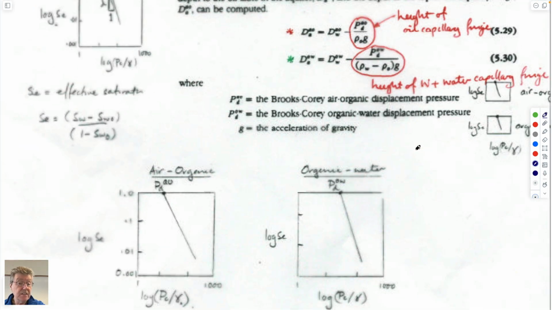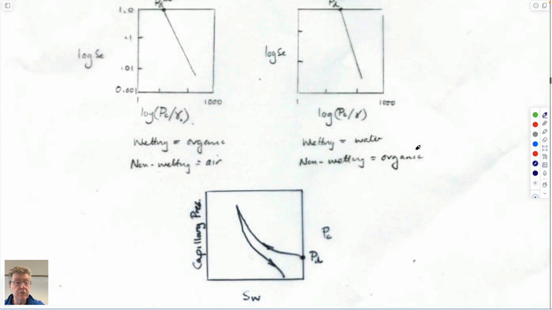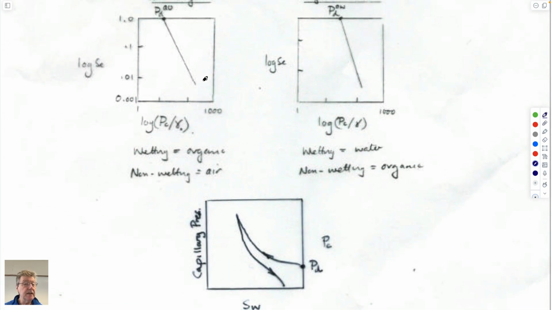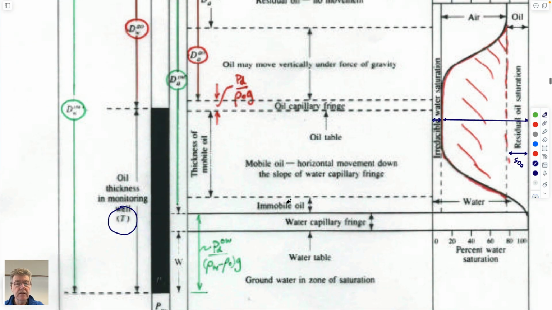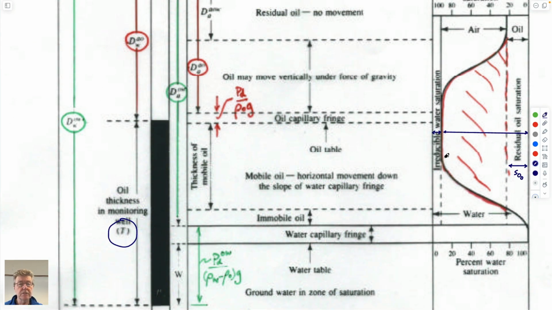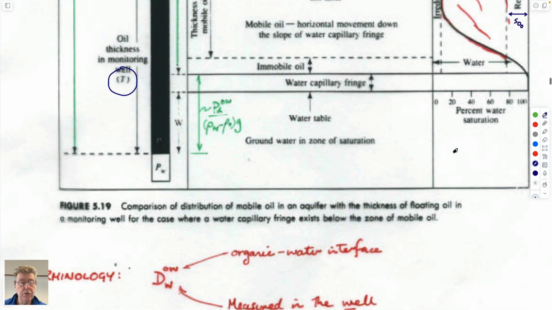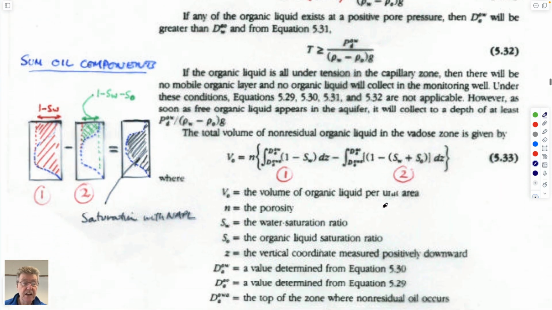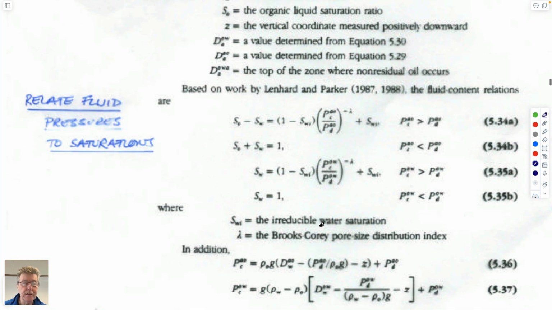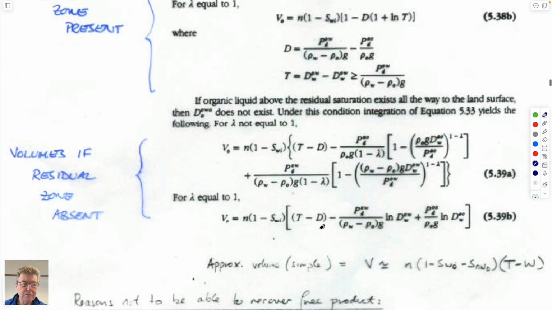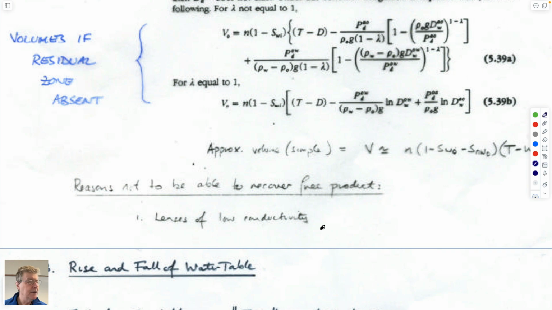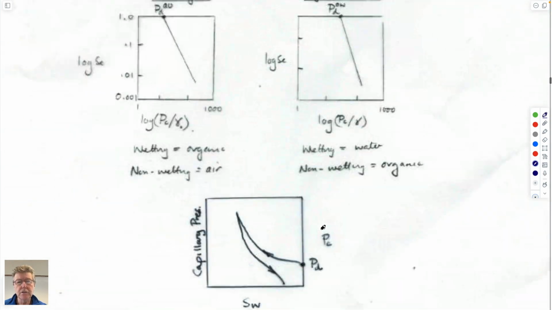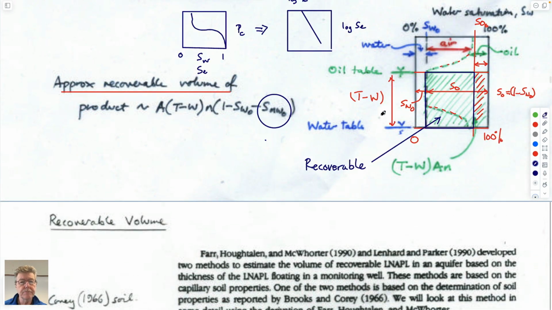And what Feder does, or reports in his book, is how you could use these representations of the capillary pressure versus saturation curves to much more accurately get an idea of the distribution of saturation in this zone, and to calculate exactly what the recoverable product would be. And I don't intend to go through these 85 equations. You can get them if you want. It's perfectly adequate for us to be able to use this.